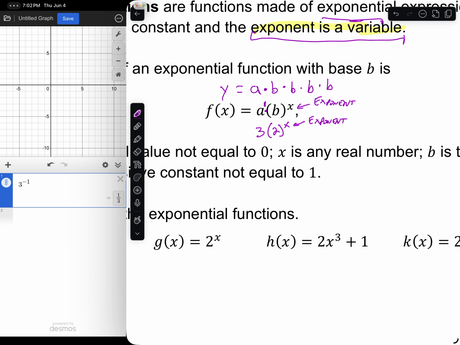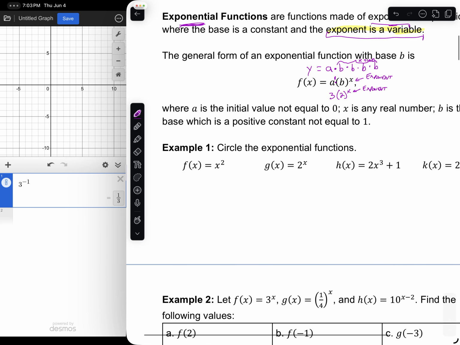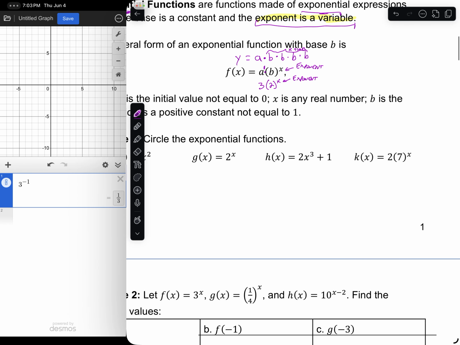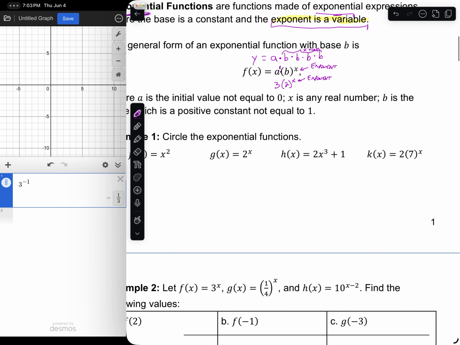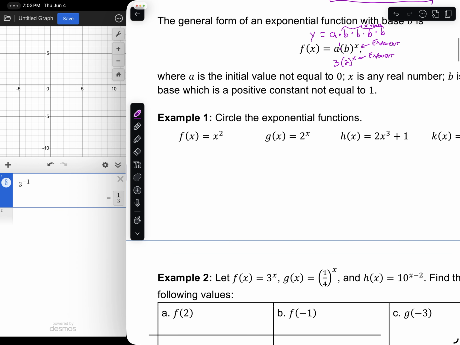So we can change the x. Sometimes if x is 2, it means b times b, twice. If x is 5, then it would mean b times b times b, 5 times. So we're just going to say it's repeated multiplication of this b, x times. All right, so a is the initial value, and that can't be equal to 0, and x is any real number, so that would be the number of times that you're multiplying, and b is the base, which is a positive constant not equal to 1.